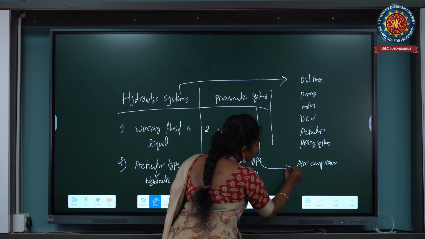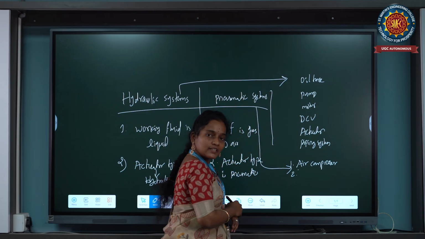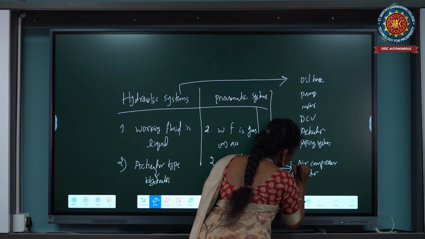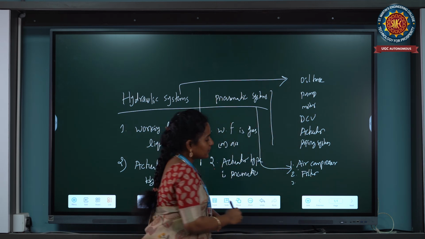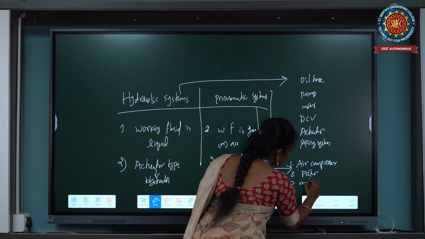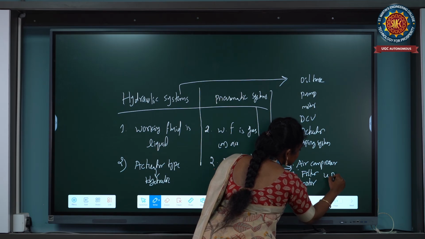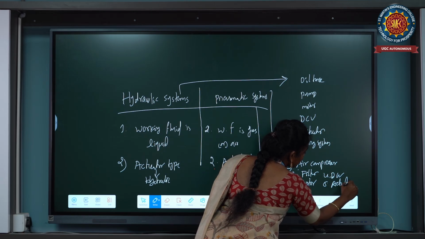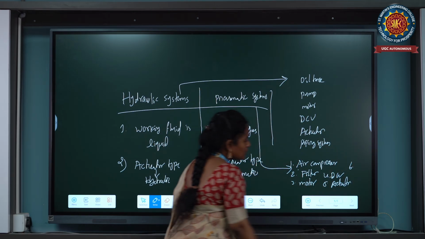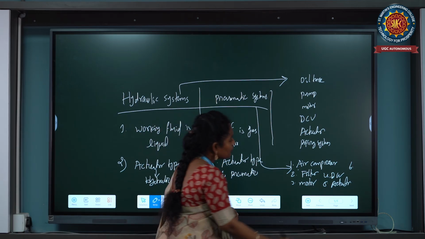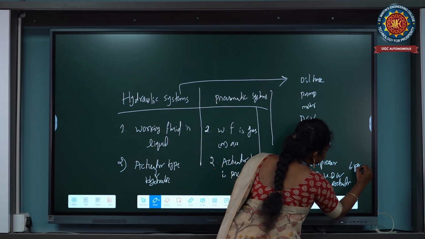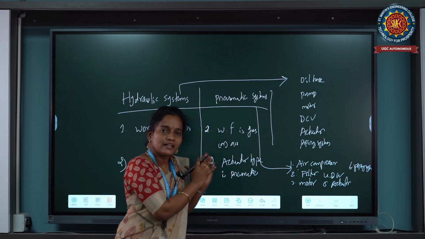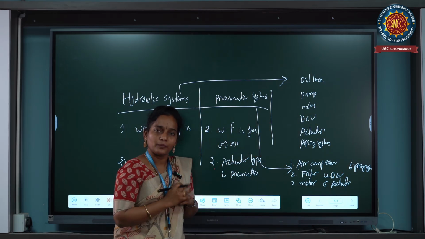And what is the second one? Filter. The third one is the motor and DCV, and the next one is the actuator. The last one is the piping system. So this is the major difference between hydraulic system and pneumatic system.